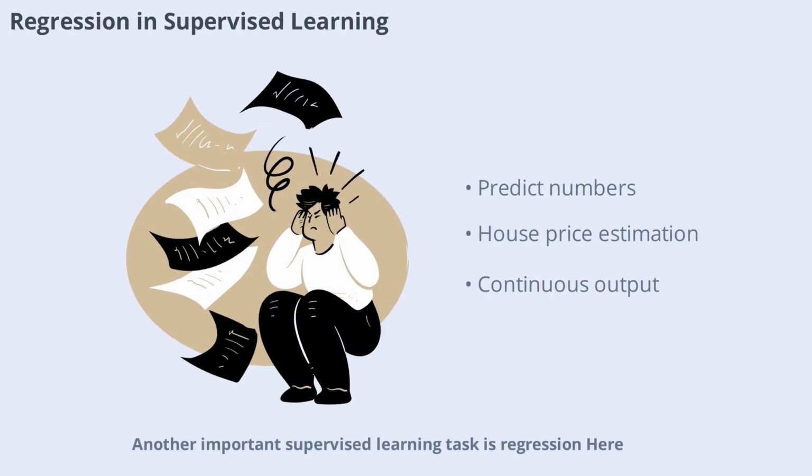Another important supervised learning task is regression. Here, the model predicts a continuous value such as house prices or temperature. The model is trained on labeled data, learning the relationship between input features and the target value. Regression is widely used in finance, real estate, and many other fields where predicting numbers is essential.